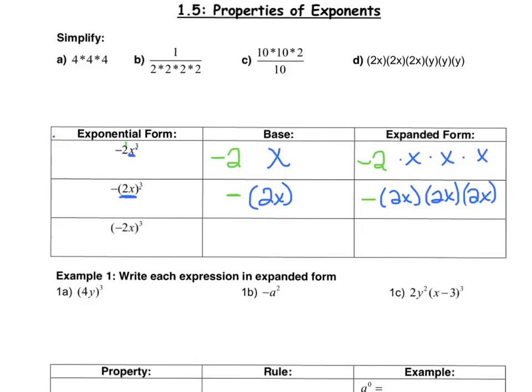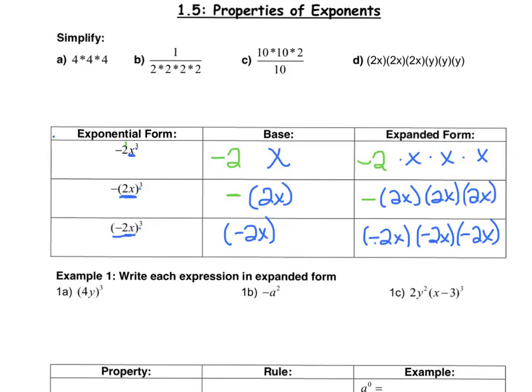For the last one, we have the exponent of 3, and everything inside the parentheses is considered the base. So -2x is the base. We have 3 of them, so this will be -2x times -2x times -2x. So remember, when you are evaluating exponents in the calculator, the parentheses make a difference, whether they're on the inside or the outside.